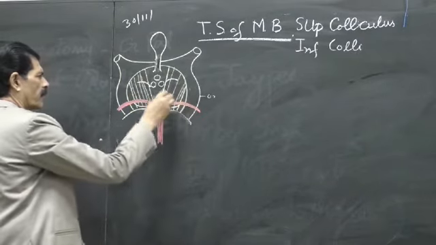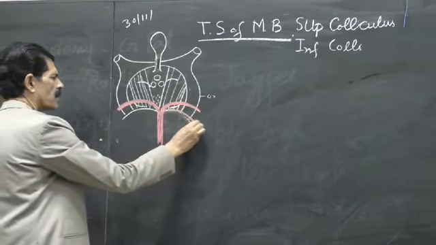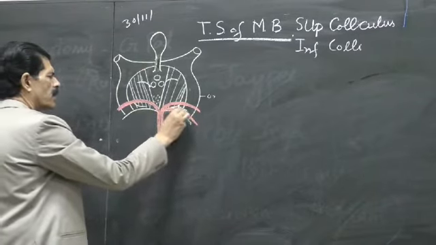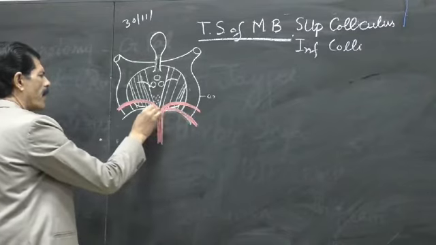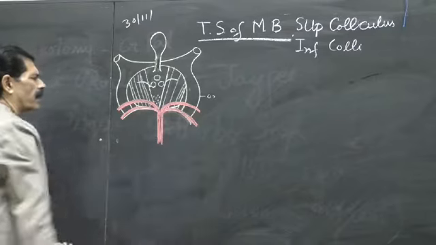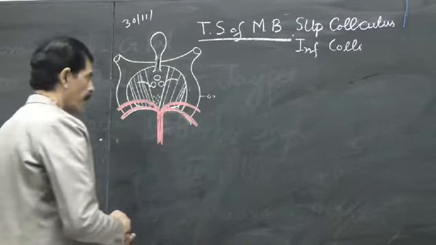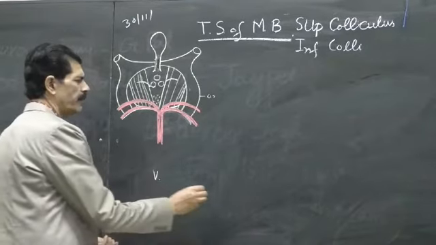It is formed here. So this is the posterior cerebral artery, and the upper border of the pons is related to the superior cerebellar artery. Superior cerebellar. So this is the ventral aspect of the midbrain.